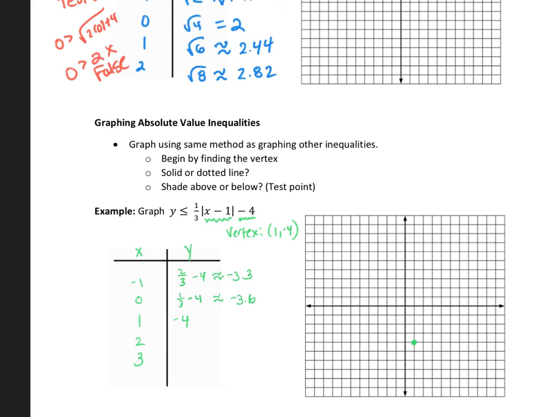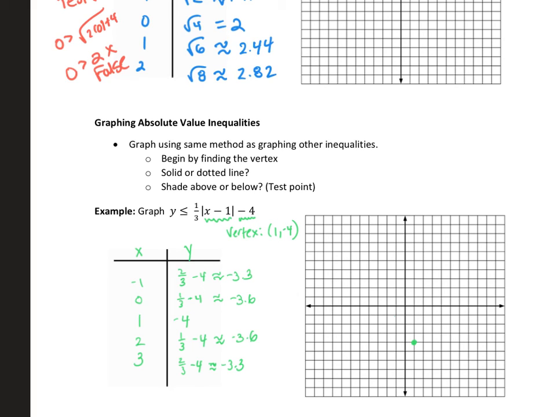Plug in 2. 2 minus 1 is 1. Absolute value of 1 is still 1. Times 1/3 is 1/3, minus 4. And that's equivalent to, again, -3.6. And hopefully you can see that on either side of my vertex, the same increments to the left and right are going to be symmetrical, similar to what we saw with quadratics and parabolas. So this last part of my table, when I plug in 3, should be 2/3 minus 4, which is approximately -3.3 again.